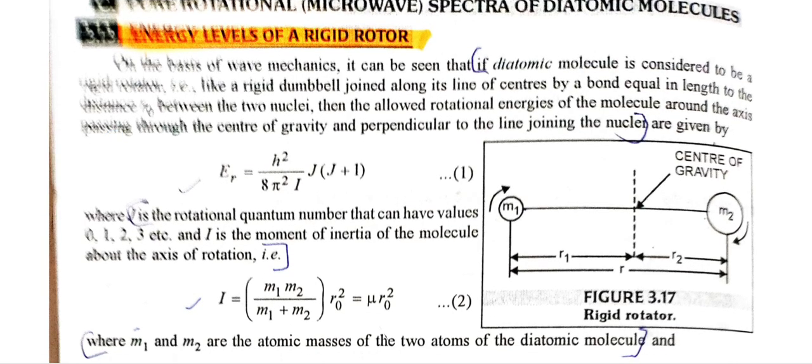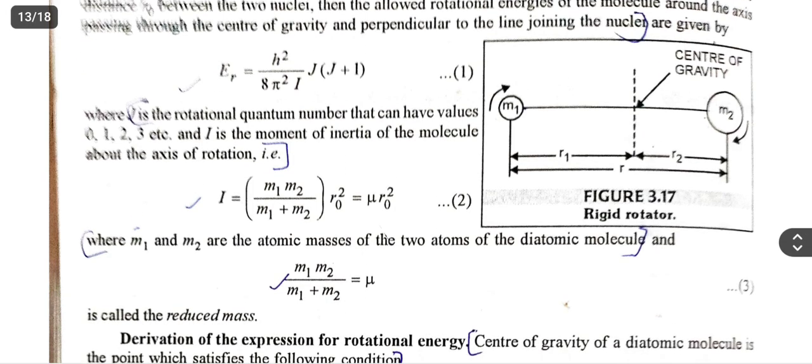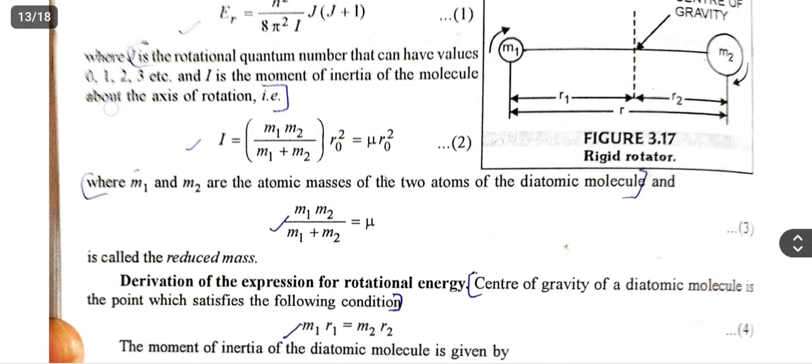Energy level of a rigid rotor. On the basis of wave mechanics, it is seen that if a diatomic molecule is considered to be a rigid dumbbell, joined along its line of centers by a bond equal to the distance between the two nuclei, then the allowed rotational energies of the molecule around the axis passing through the center of gravity and perpendicular to the line joining the nuclei are given by E_R = h² / (8π²I) J(J+1), where J is the rotational quantum number that has values 0, 1, 2, 3, etc., and I is the moment of inertia about the axis of rotation.